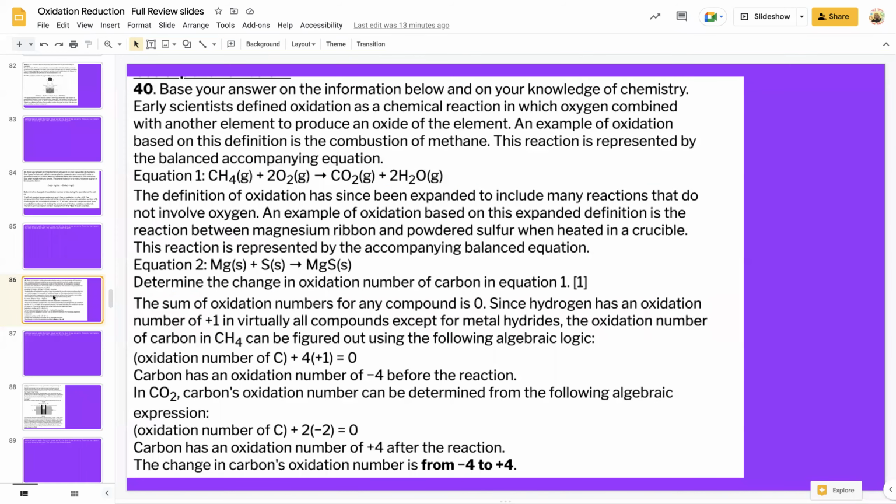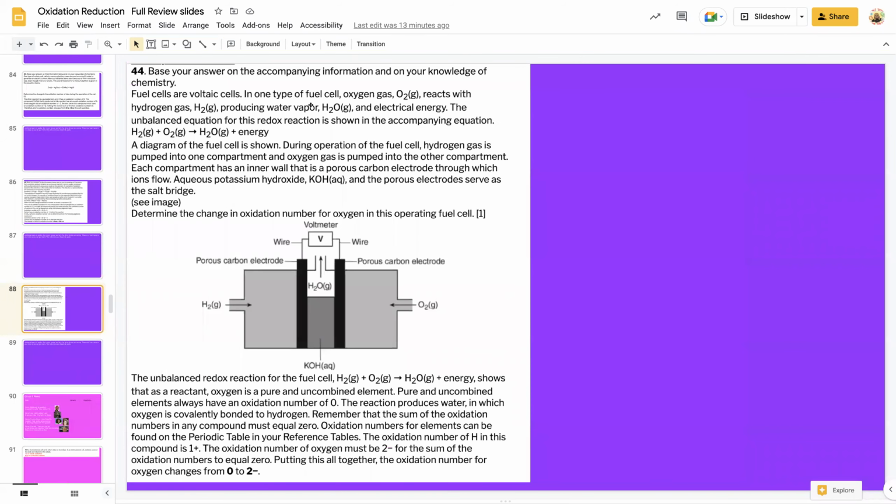Next one. Last one I'll do. Okay, so a lot to read here. Let's read the question first before we read any of this hoopla. Determine the change in oxidation number for oxygen in this operating fuel cell. Right. So it looks like we have to at least read the equation. So it goes from O2. O2 by itself is going to be 0 because it's not bonding with any other element, to H2O, right?